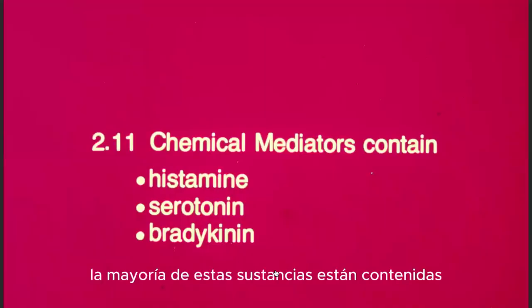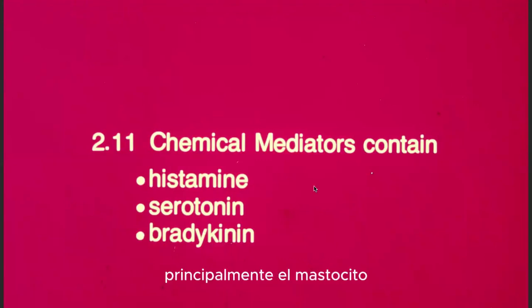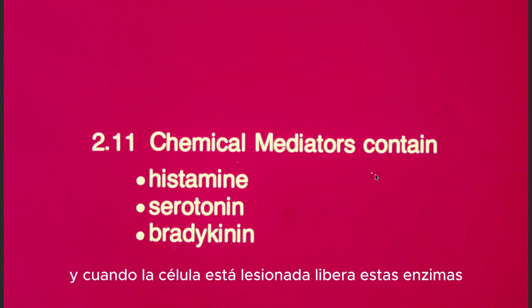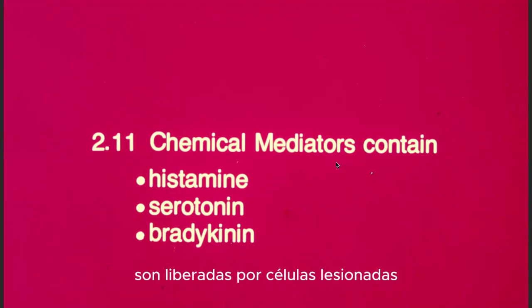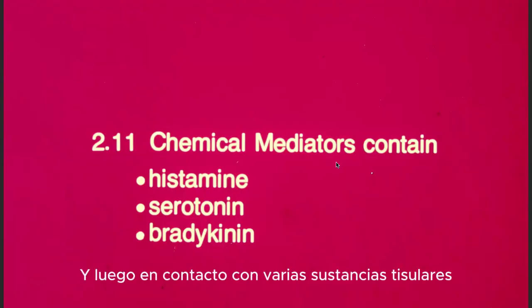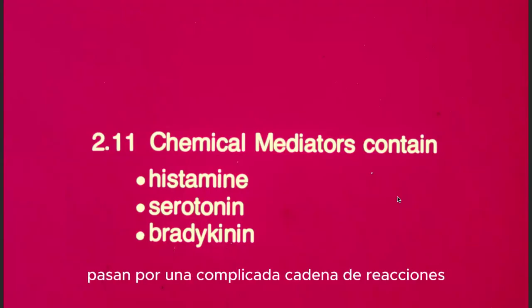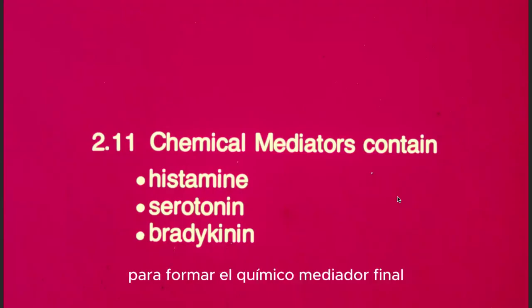Most of these substances are contained within small vacuoles within certain cells, mainly the mast cell, and when the cell is injured, it releases these enzymes. Predecessors of some of the other chemical mediators are released by injured cells, and then in contact with various tissue substances, they go through a complicated chain of reactions to form the final mediating chemical.